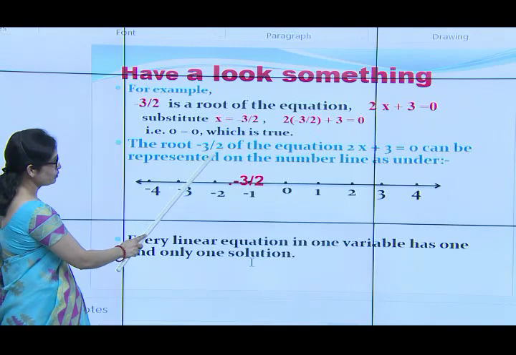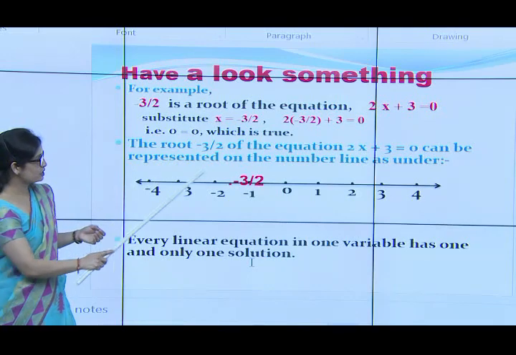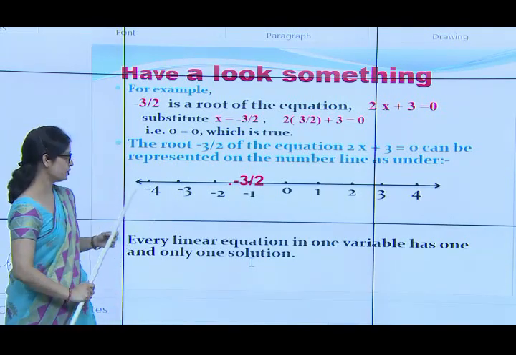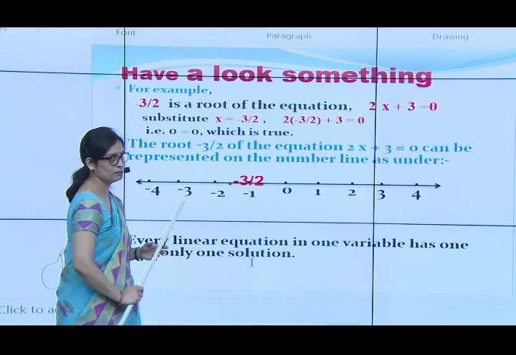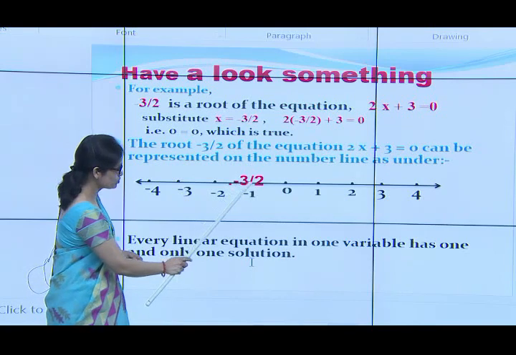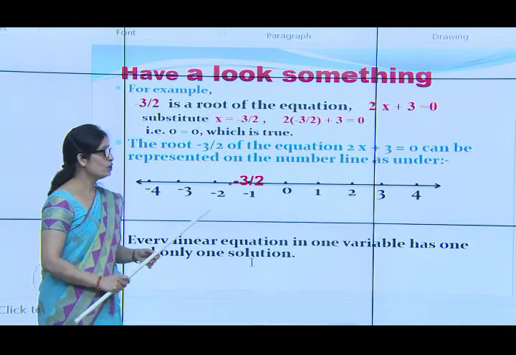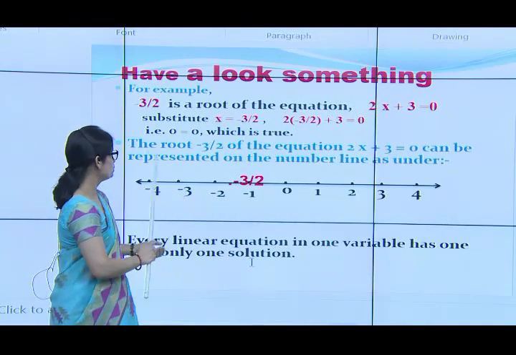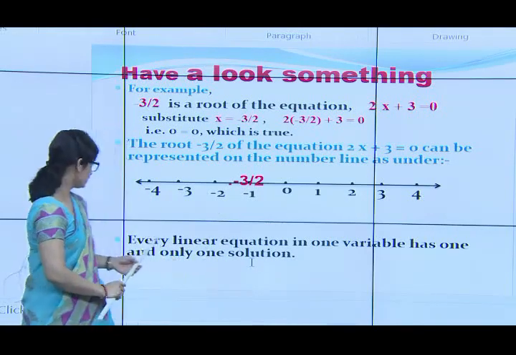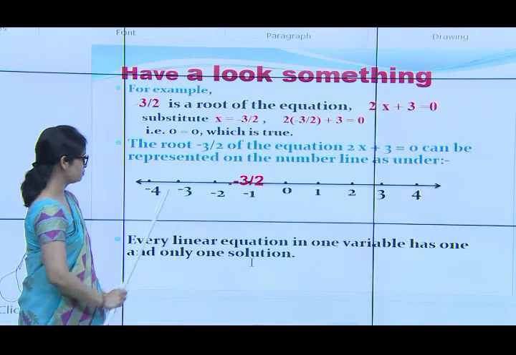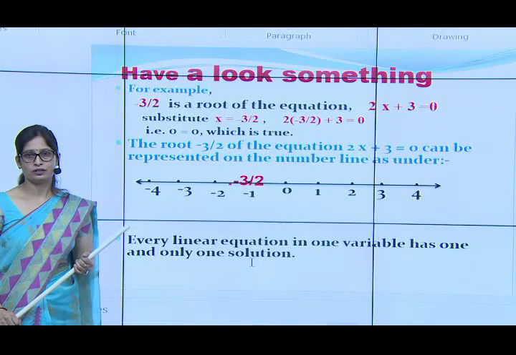The root minus 3 by 2 of the equation 2x plus 3 is equal to 0 can be represented on the number line as under. If we draw this number line, and if we want to mark this point minus 3 by 2 on the number line, obviously we can see this minus 3 by 2 lies between minus 1 and minus 2. So we have observed that the unique solution of this equation can be represented on the number line. Every linear equation in one variable has one and only one solution, that is a unique solution.